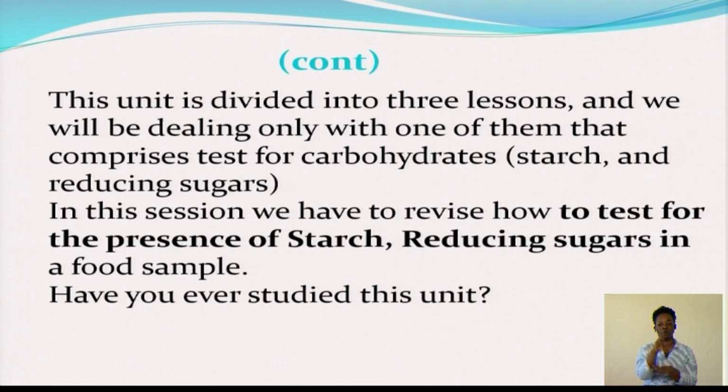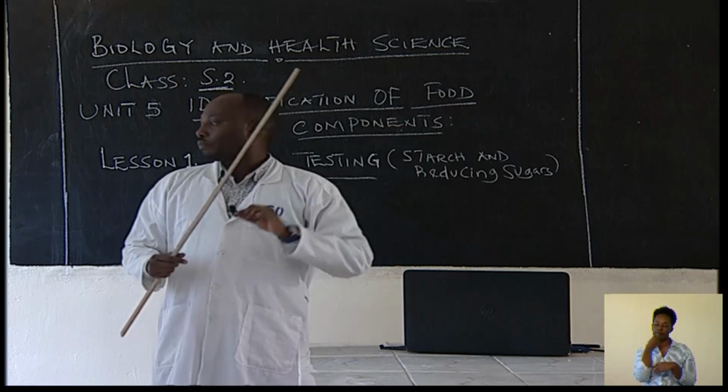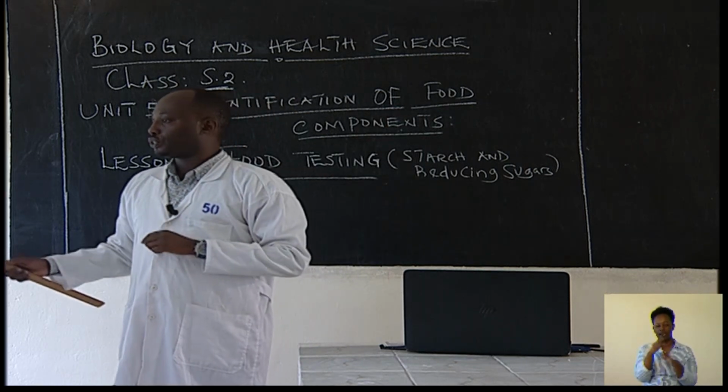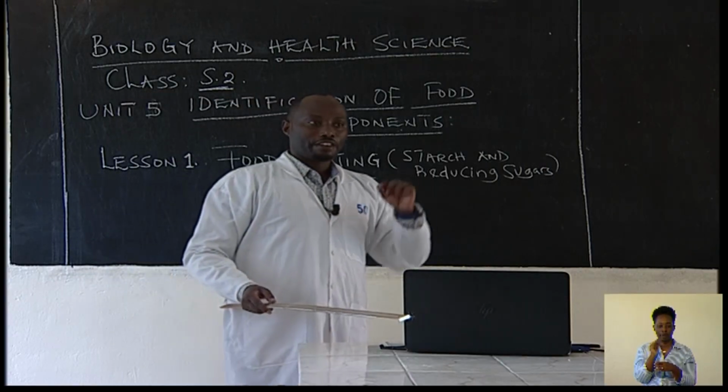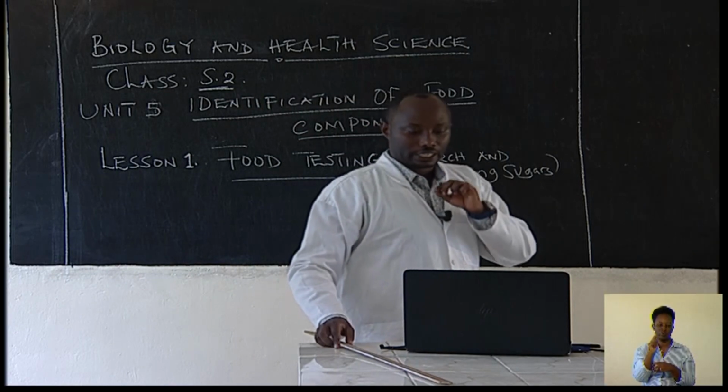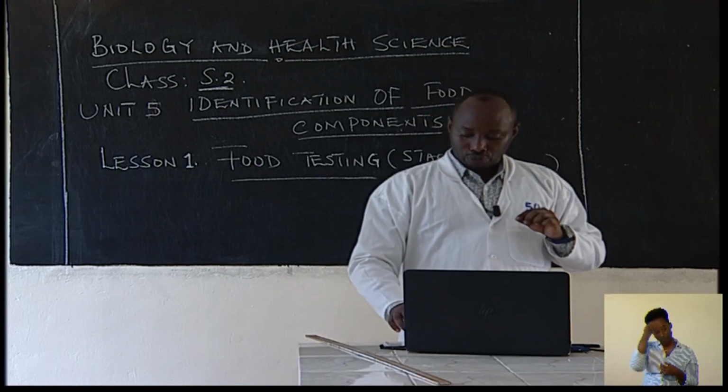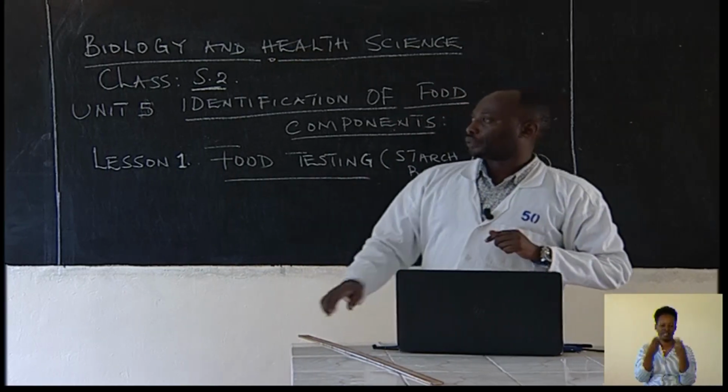And that's why we have RSB, Rwanda Standards Board, that is able to measure and say this food contains starch, this food contains proteins, this food contains mineral salts. So we are going to test now for starch. Can we say the food contains starch? Can we say the food contains carbohydrates, as an example of reducing sugars? So have you ever studied this unit, student? If you have ever studied that unit, it is very easy for you to understand what I'm telling you.